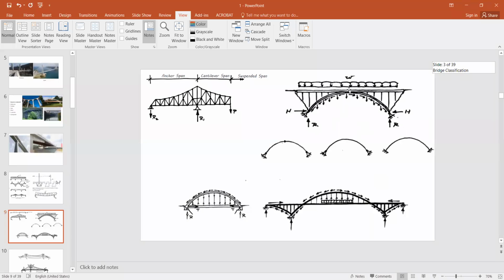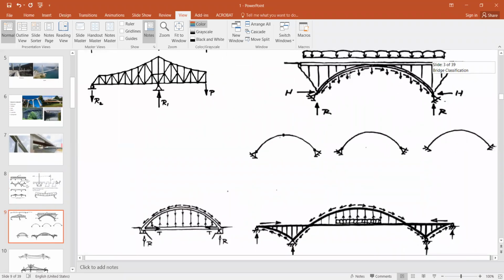Okay, this is a schematic of a basic thrust arch bridge. In the thrust arch bridge, the basic concept is that a parabola or a circular section is provided, so the loads are resisted by the arch action. In the thrust arch, the horizontal and vertical reactions are supported at the supports.